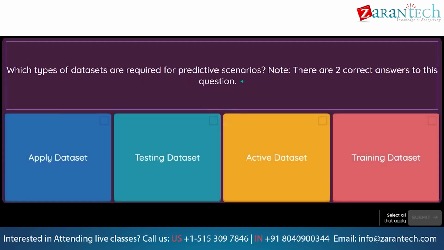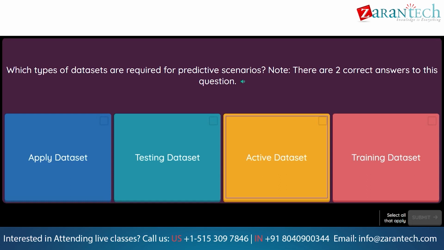Question: which types of datasets are required for predictive scenarios? Note, there are 2 correct answers to this question. Option 1, apply dataset. Option 2, testing dataset. Option 3, active dataset. Option 4, training dataset.